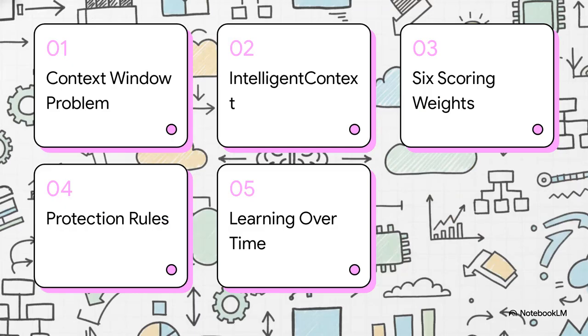Here is our quick roadmap for unpacking how this architecture actually works under the hood. 1. The context window problem. 2. Enter intelligent context. 3. The 6 scoring weights. 4. Built-in protection rules. And 5. Learning over time. Let's get right into it.